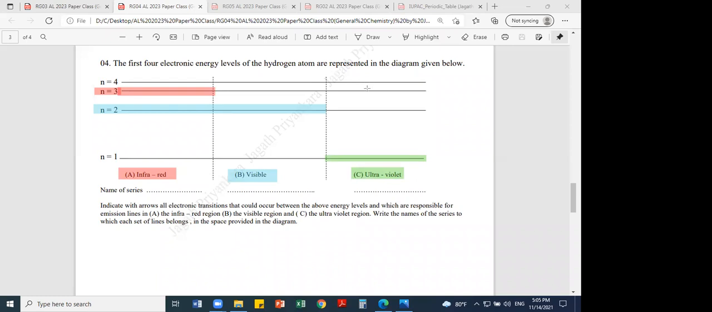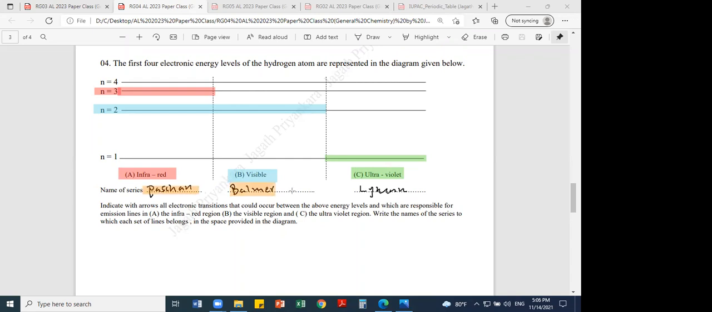So then you can post the answer to the chat. Infrared region, we call it what series? That is Paschen. Then visible, it is Balmer. Ultraviolet, it is Lyman. Is that clear? So I hope this one is easy. You can write the answer for this. All three blanks you can easily fill.